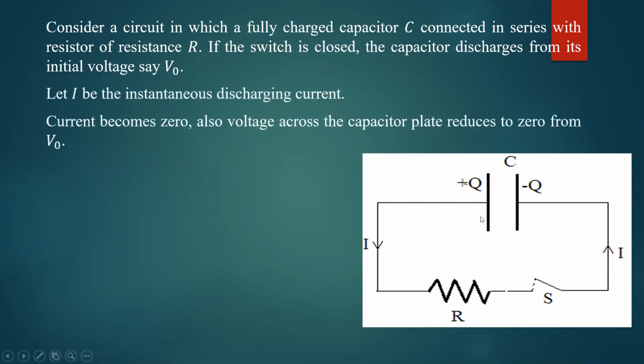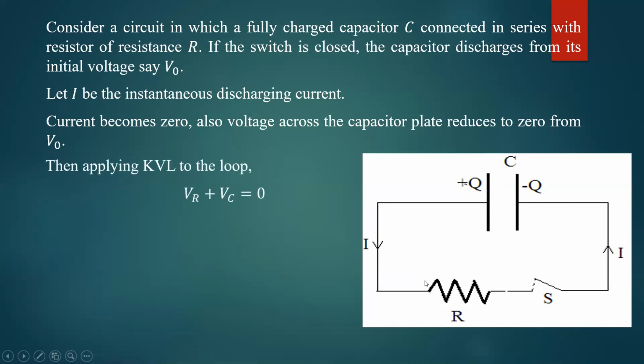Now you analyze, apply KVL here. Let I be the instantaneous discharging current. Finally, the current becomes zero. Also, the voltage across the capacitor plate reduces to zero from V0. Current decreases to zero and voltage also becomes zero. But initially, voltage is V0 and I is going to change continuously. Okay, so apply KVL to this loop.